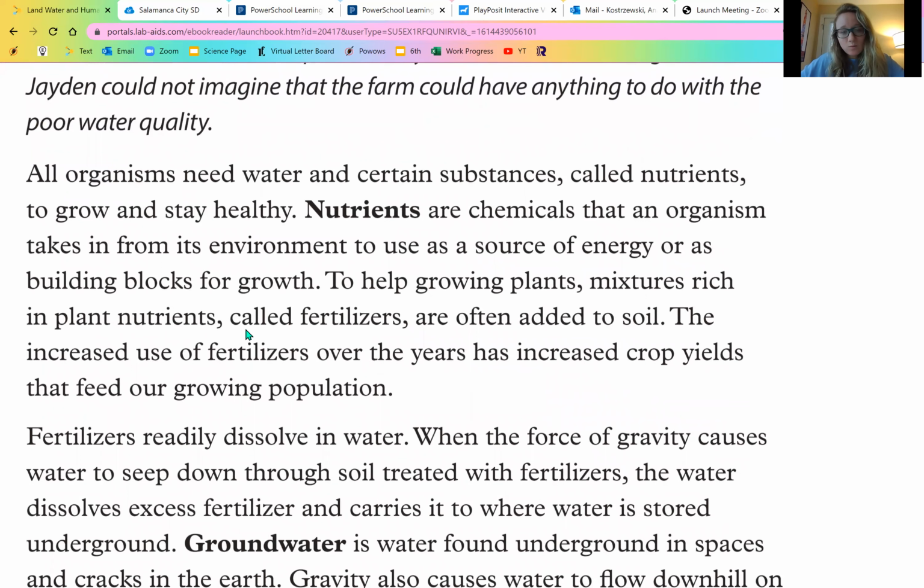All organisms need water and certain substances called nutrients to grow and stay healthy. Nutrients are chemicals that an organism takes from its environment to use as a source of energy or as building blocks for growth. To help growing plants, mixtures rich in plant nutrients called fertilizers are often added to soil. The increased use of fertilizers over the years has increased crop yields that feed our growing population.